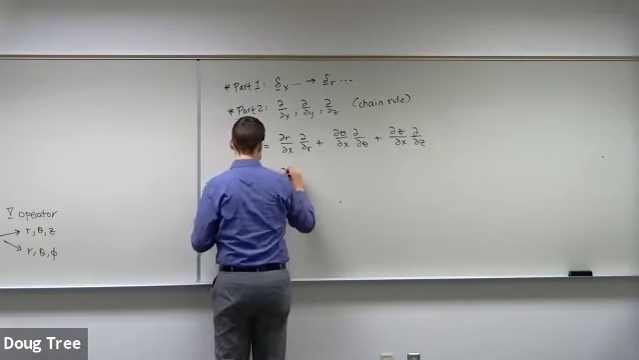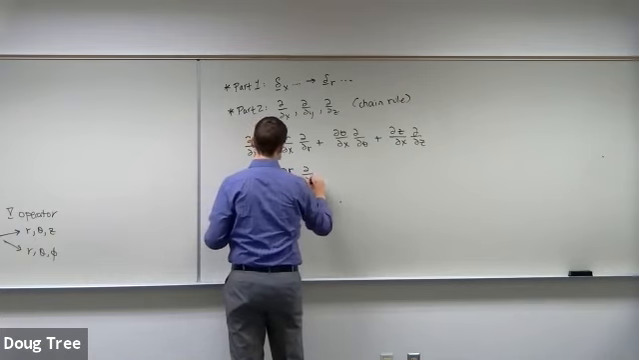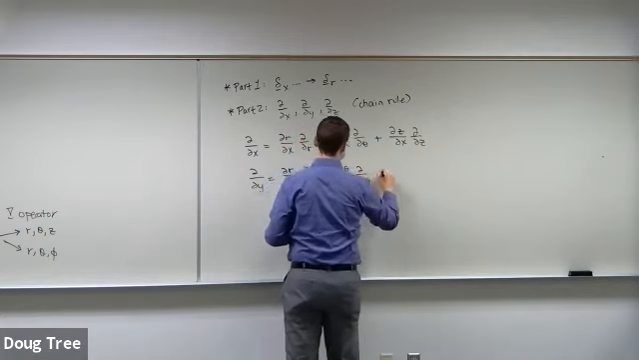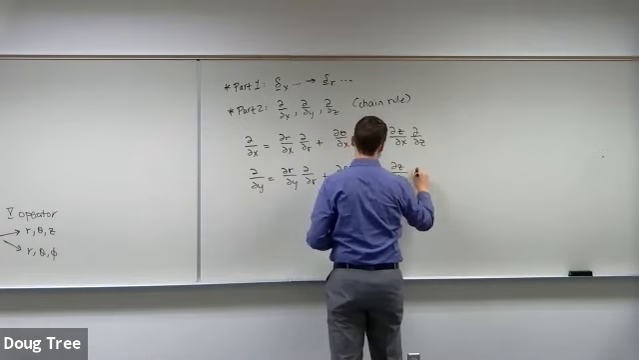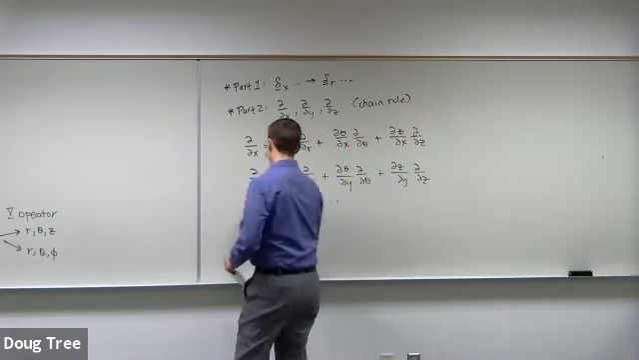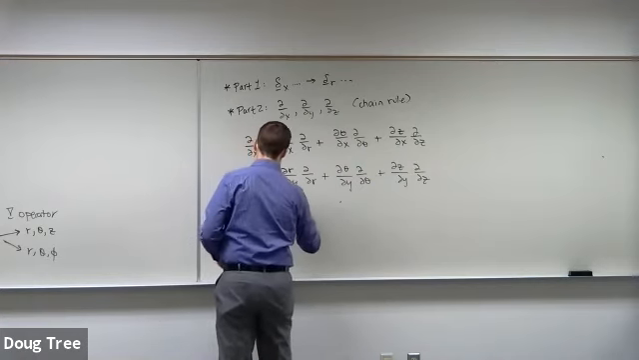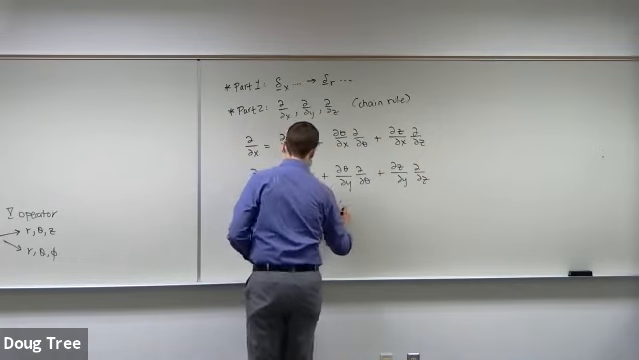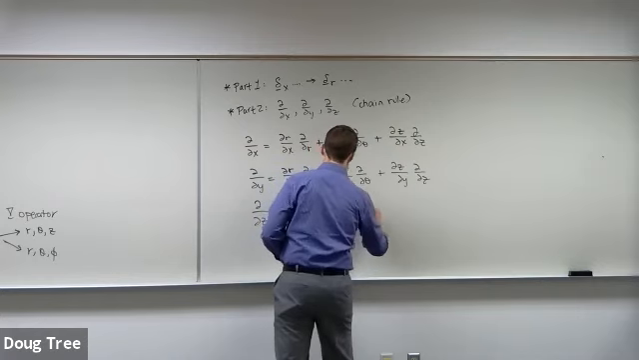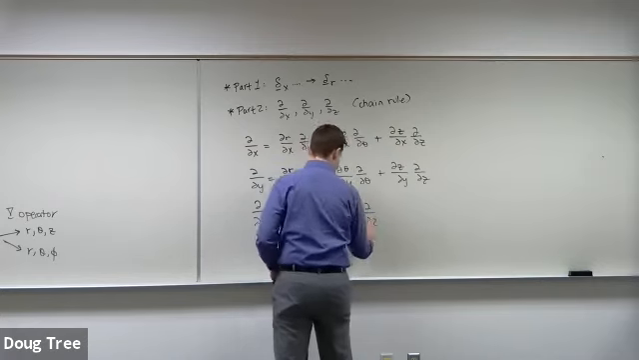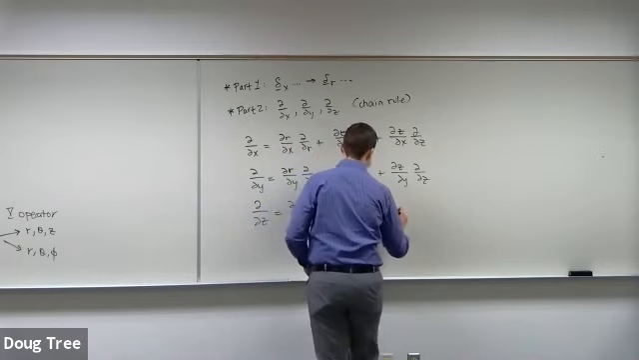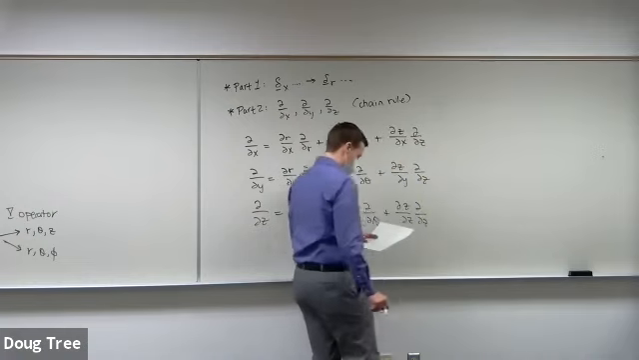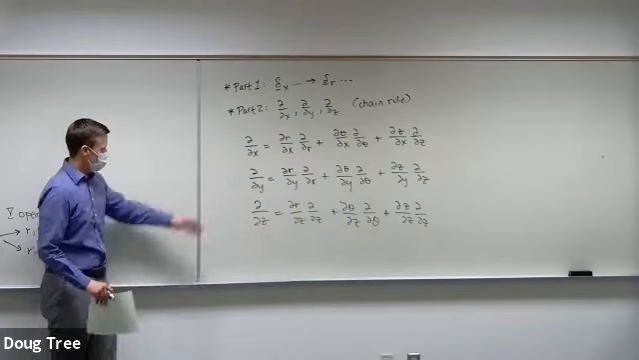∂/∂y is equal to ∂r/∂y ∂/∂r plus ∂θ/∂y ∂/∂θ plus ∂z/∂y ∂/∂z, and then ∂/∂z is equal to ∂r/∂z ∂/∂r plus ∂θ/∂z ∂/∂θ plus ∂z/∂z ∂/∂z. Okay, so we have the chain rule.